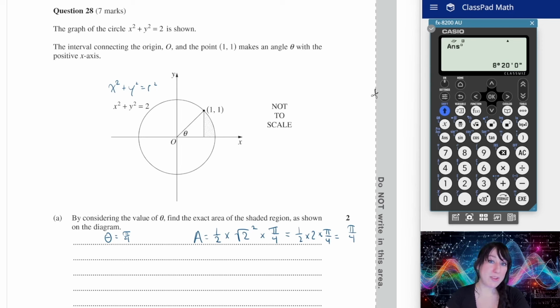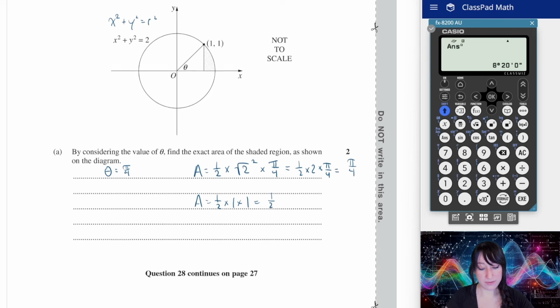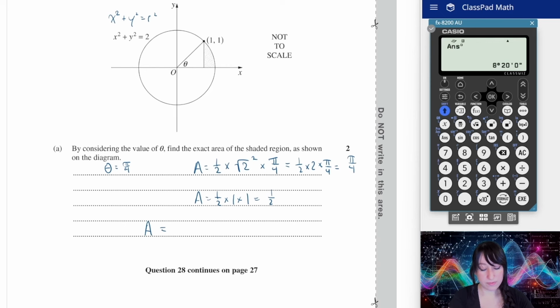Now we want the area of the triangle. The base and height are 1. So the area, being 1/2 base times height, equals 1/2. That means the shaded area is the area of the sector, pi over 4, minus the area of the triangle, 1/2. And we'll leave it like that since we want exact area.